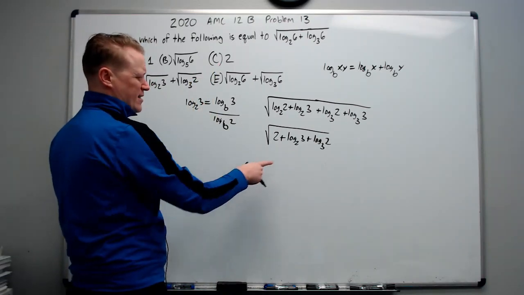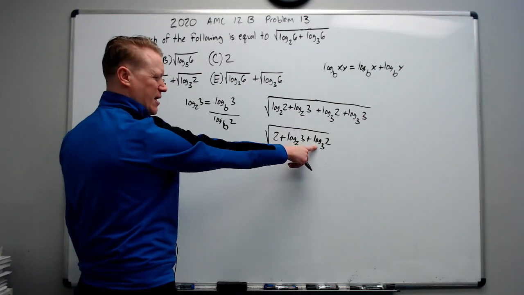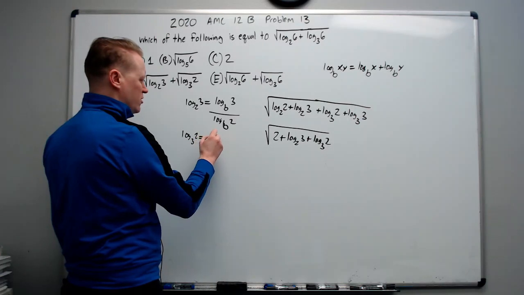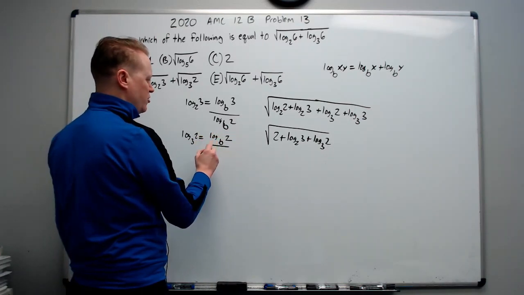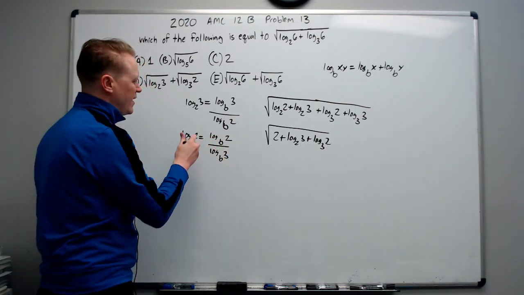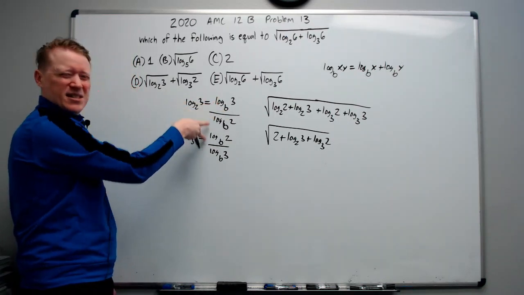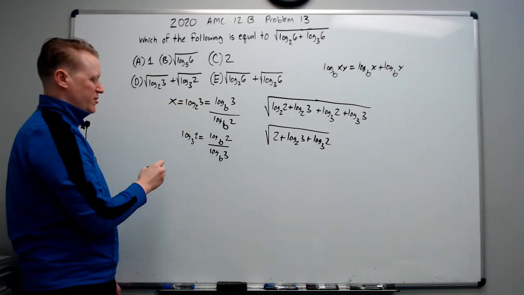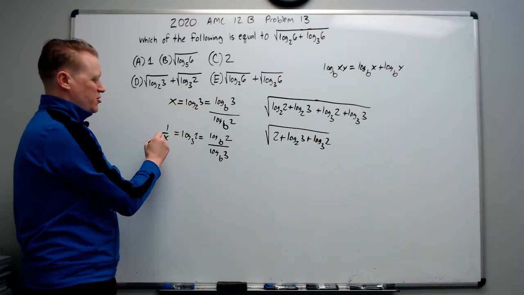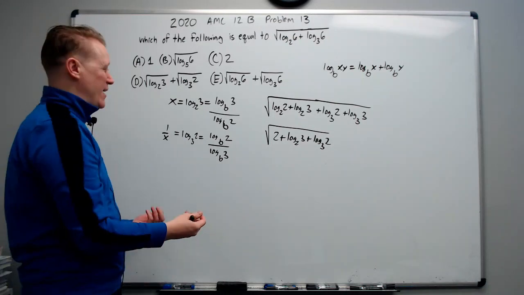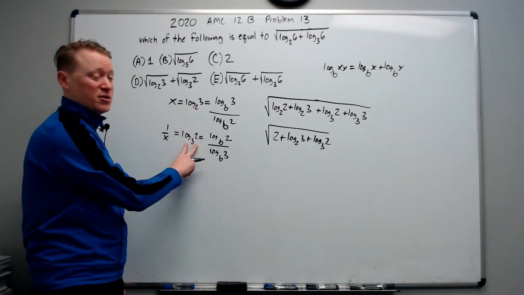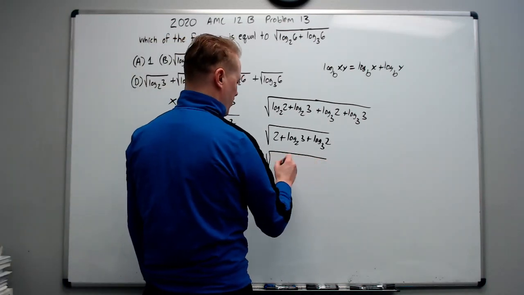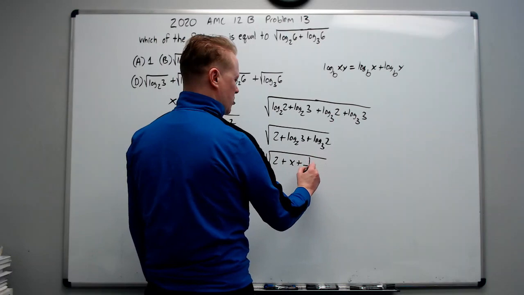But what that means is that this could also be placed in the same base, and it would be log base 3 of 2 equals log base b of 2 over log base b of 3. If you'll notice then, these are reciprocals. So we could call x log base 2 of 3, and then log base 3 of 2 would be 1 over x. That's the part that's not commonly known, is that these are reciprocals, but you can see it using the change of base formula. So now we'll have the square root of 2 plus x plus 1 over x.